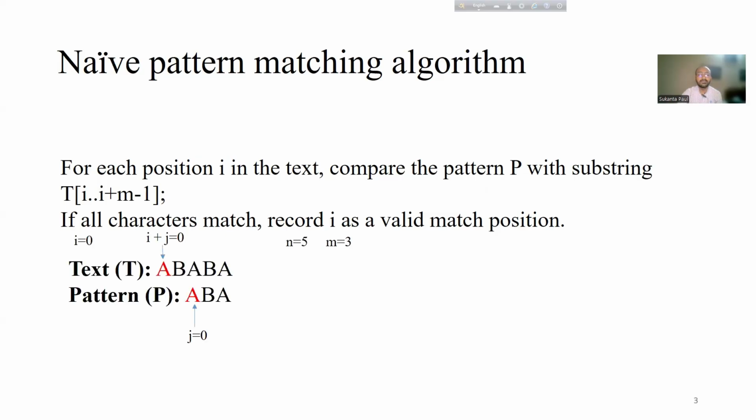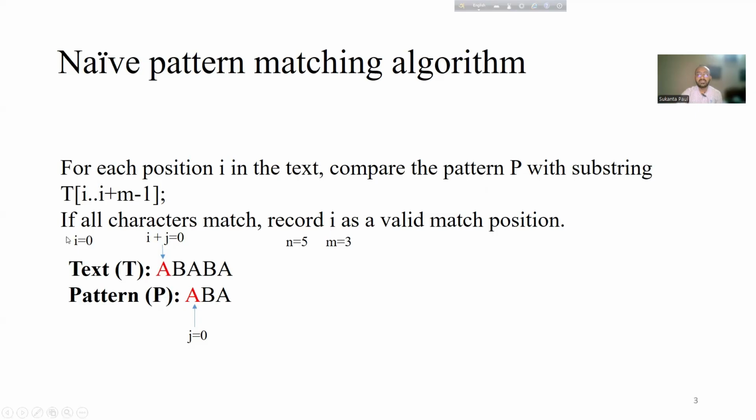Let's see an example. Here, A, this is a text, and ABA, this is a pattern. We have to search this pattern in the text T, whether it is present or not in the text T.